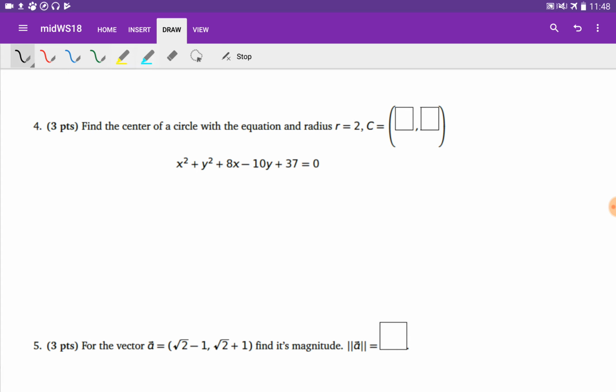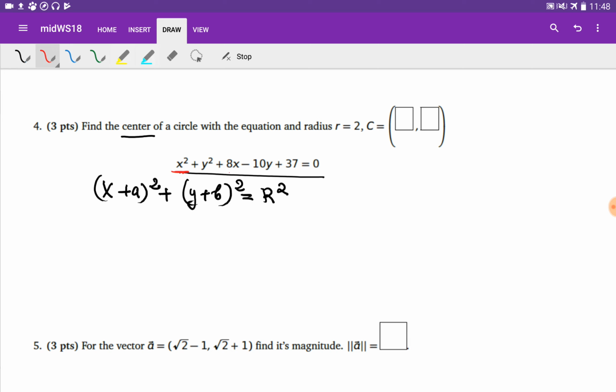Problem number 4 is we need to find out the center of a circle with the following equation. So let's do this. In order to find this, we need to bring this equation to the form of x plus a squared plus y plus b squared is equal to r squared. So I see here that I got a term x squared and 8x. So I need to write this x squared plus 8x, right? So I can write down this 8x in the form of 2 multiplied by 4x. And I have to add here 16 in order to make this a square of something.